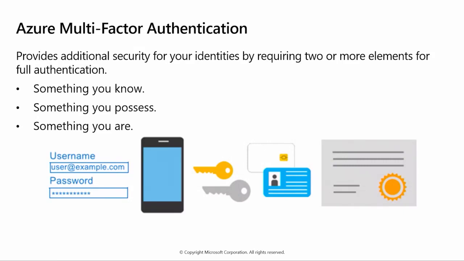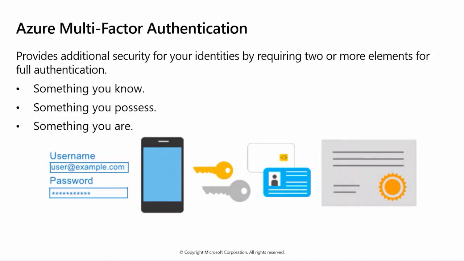So essentially, it determines your identity by requiring 2 or more elements for full authentication. There's 2 things that you can ask for. Something you know, which can be a username or a password or an answer to a security question. Something you possess, which could be a mobile app, maybe it receives notifications, or a token generating device. Or it can be something you are, and this is usually some type of biometric property. So it can be a fingerprint scan or a face scan. We see that's pretty common on a lot of phones.